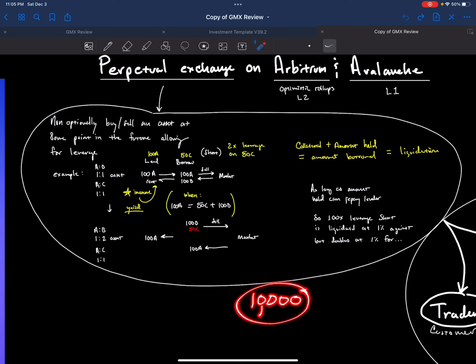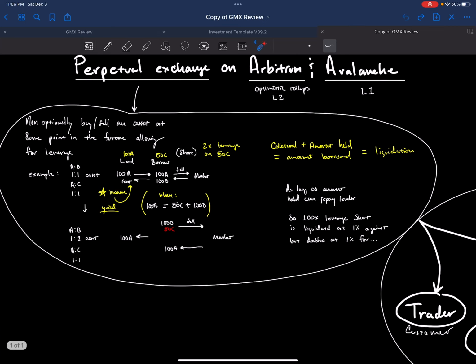But if the market moves 1% against you, you're liquidated, right? That's why 100x is kind of crazy. But if it goes for you 1% or 2% or whatever, you could double your money on 1%. 2% is tripling your money. So that's why people want to do leverage.